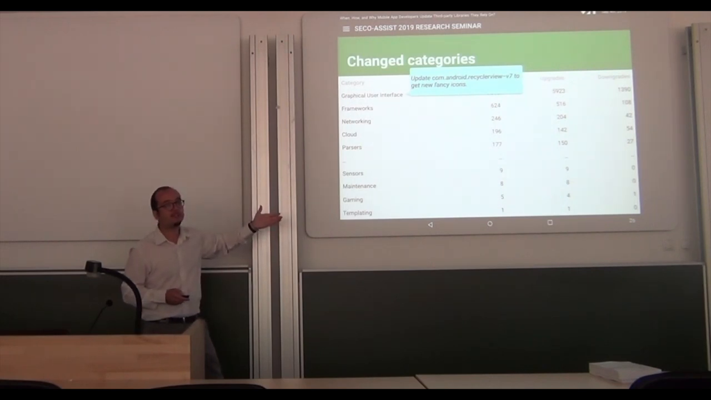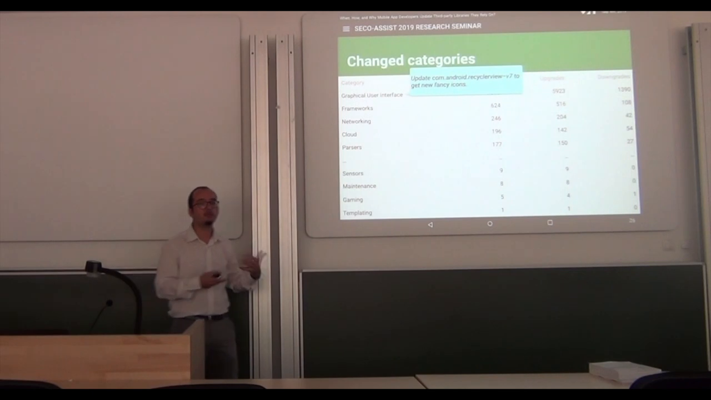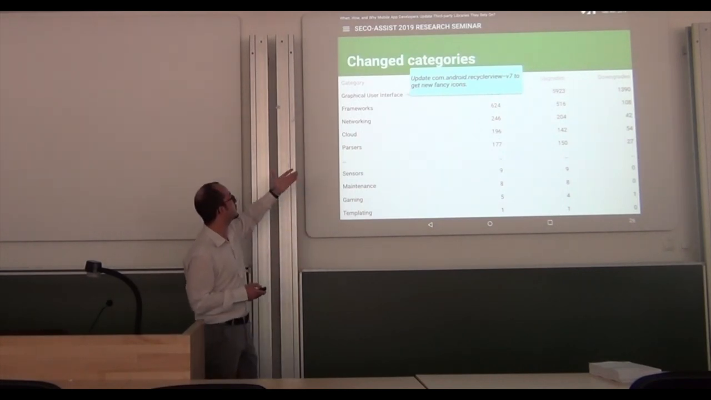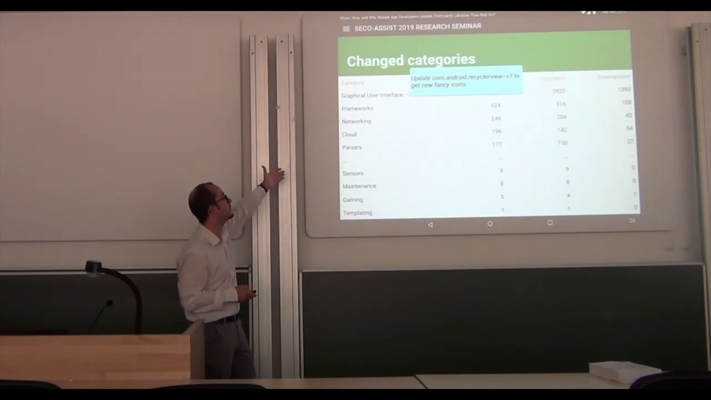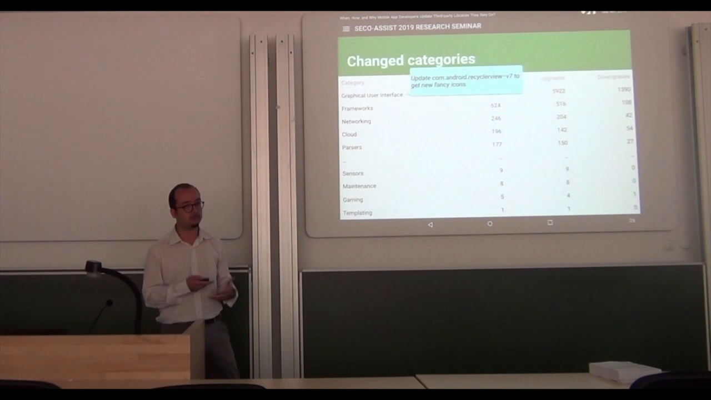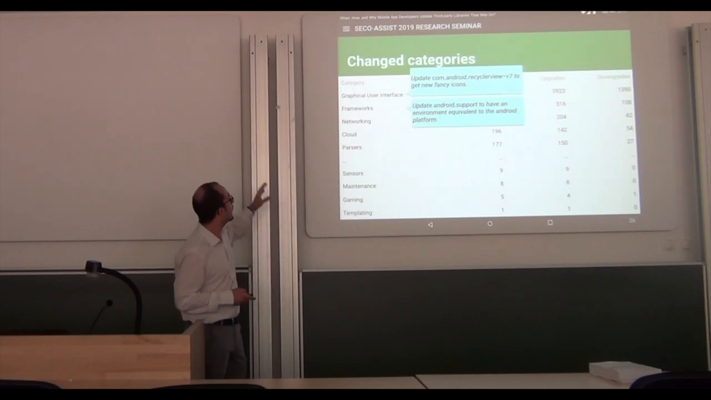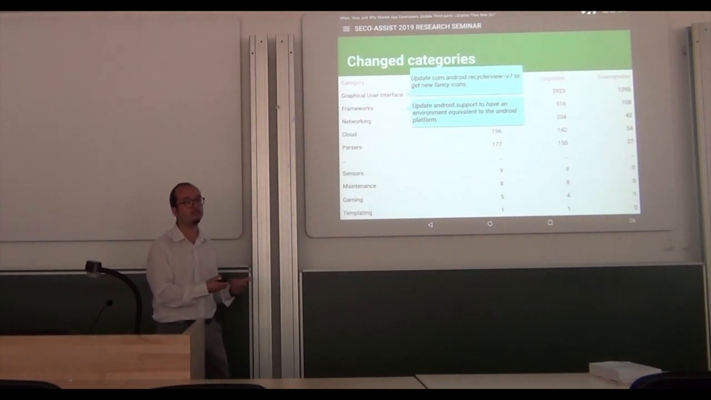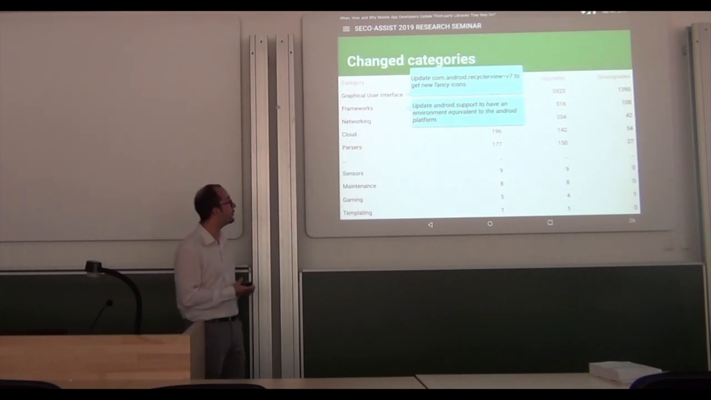We were a bit surprised by these results, so we had a look at what developers were saying in their commits about these updates. When it's about the graphical user interface, they just need new icons, new colors, new palettes, and the new themes of the Android ecosystem. When it's about frameworks, it's about the support that you must provide, because otherwise users that are using the latest versions of Android cannot use your application.